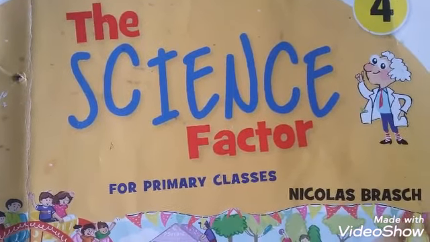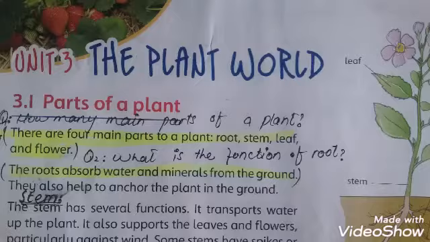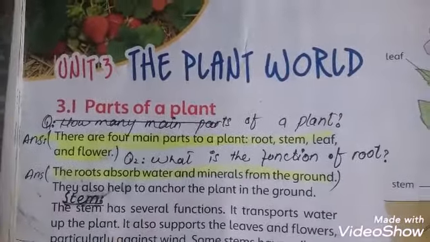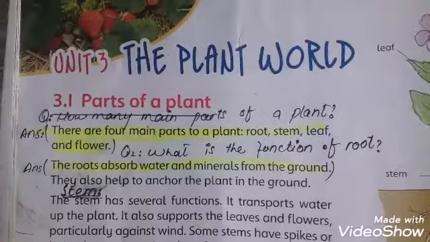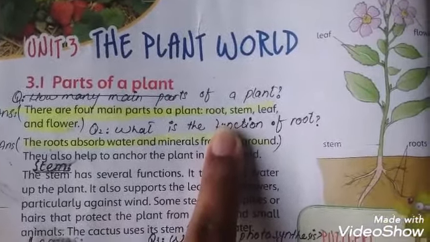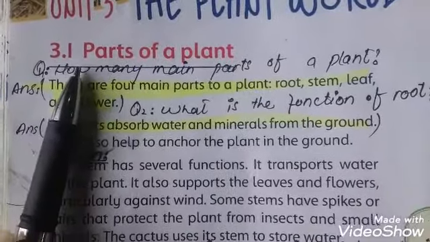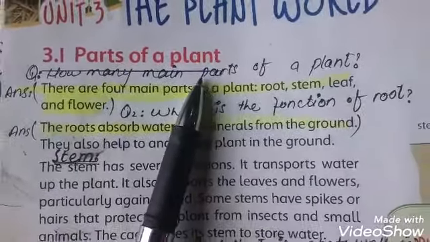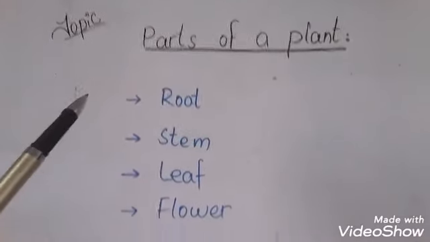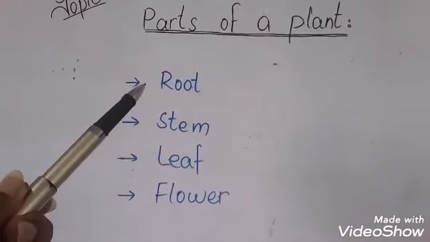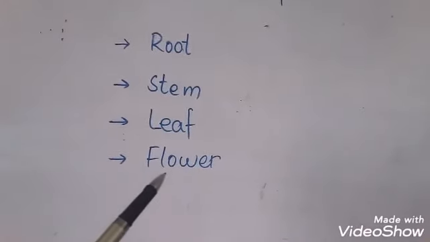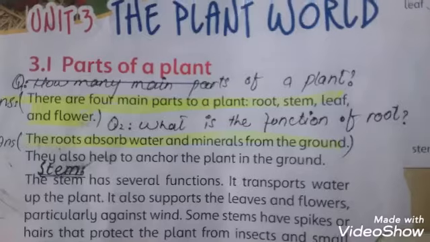Today we are going to start our third unit, that is the plant world. What does plant world mean? We are going to talk about the plants and their growth. The first topic is parts of a plant. Dear students, a plant has four main parts: first, roots; second, stem; third, leaf; and fourth, flower.